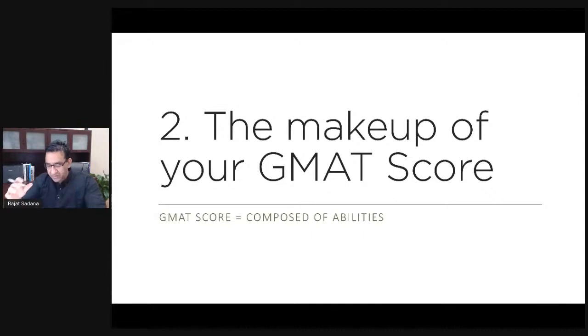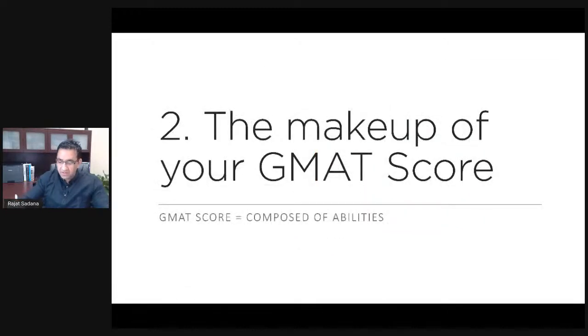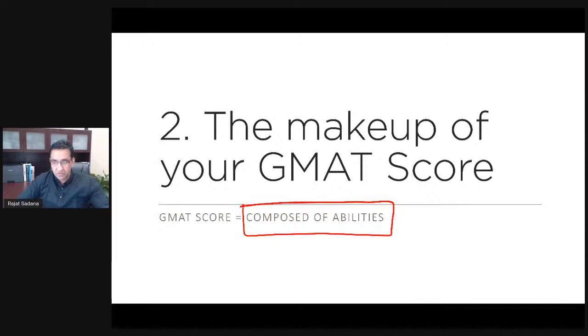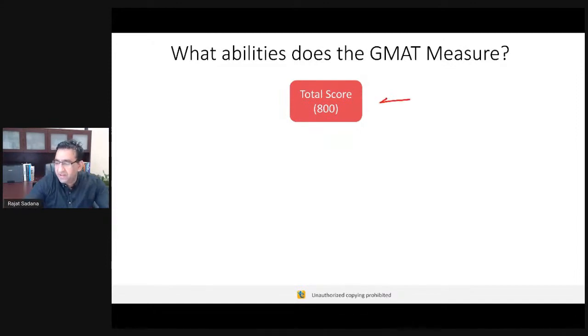One thing that I want you to take away from this particular part is that your GMAT score is built up of what I call abilities overall, and we're going to really talk about that. So when you think about GMAT, everyone looks at the score out of 800, and they say, hey, I want to get a 700 out of 800, a 720, a 730, a 760 out of 800. And that's where everyone's focus is, which is good. I mean, that's what these schools look at.